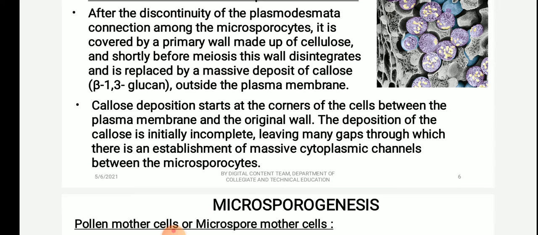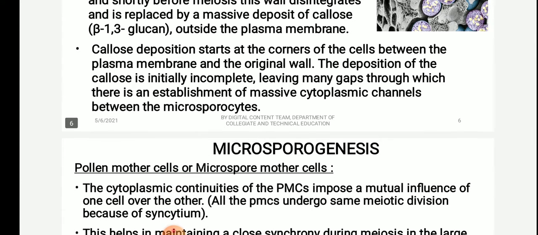Callose wall will start appearing. Callose deposition starts at the corners of the cells between the plasma membrane and the original wall. The deposition of the callose is initially incomplete, leaving many gaps through which there is an establishment of massive cytoplasmic channels between the microsporocytes.